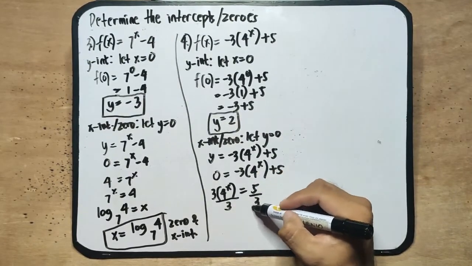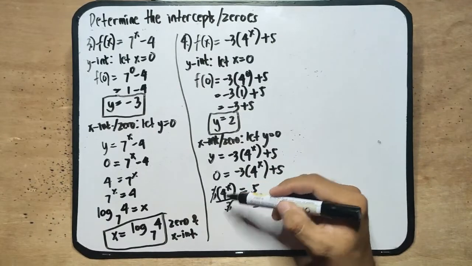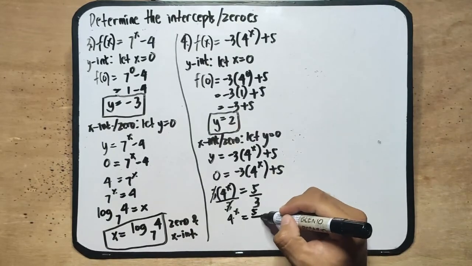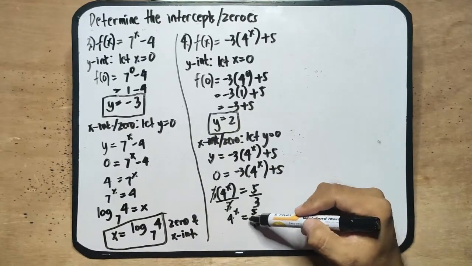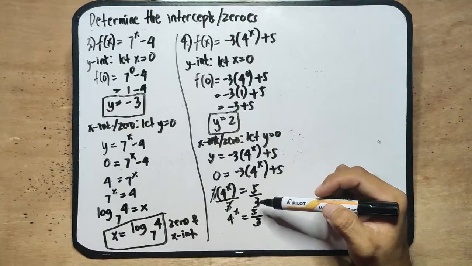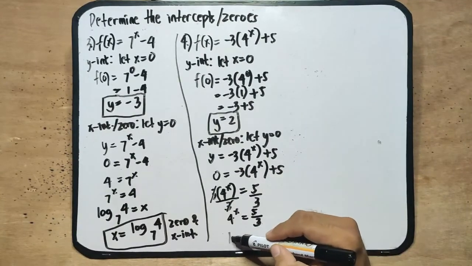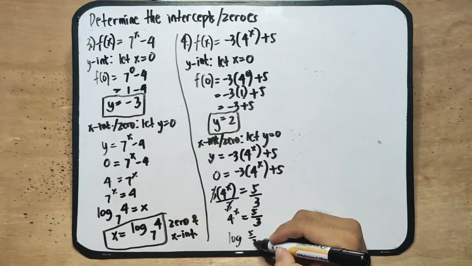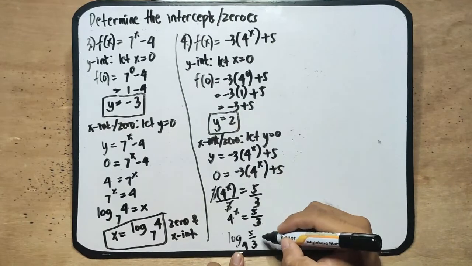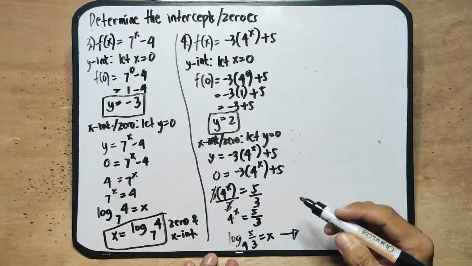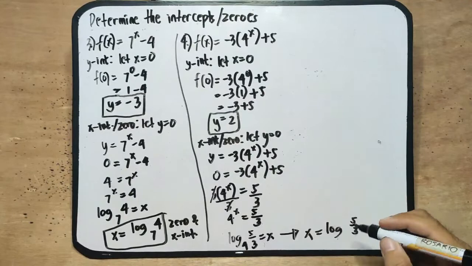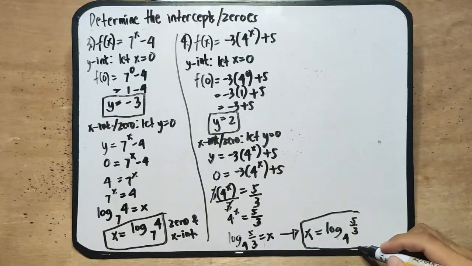Divide both sides by 3 para maalis yung number dyan to make it 1. So ang resulting equation ay 4 raised to x is equal to 5 all over 3. Since hindi natin ito ma-rewrite in terms of 4 as the base, we transform this exponential form to its equivalent logarithmic form. So we have the logarithm of 5 all over 3 to the base 4 is equal to x. Or we have x is equal to the logarithm of 5 all over 3 to the base 4.